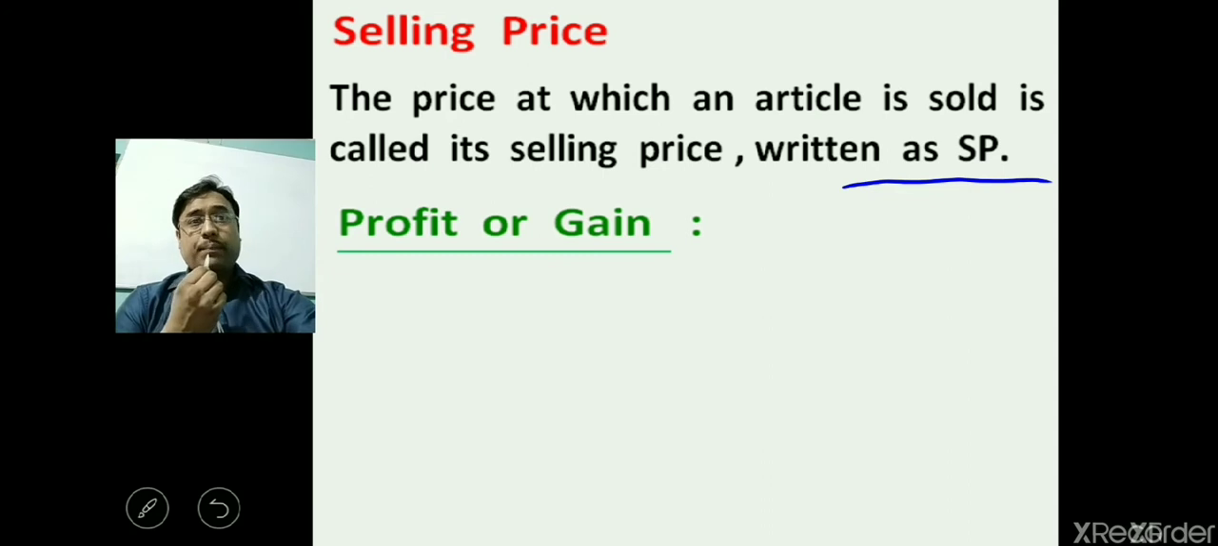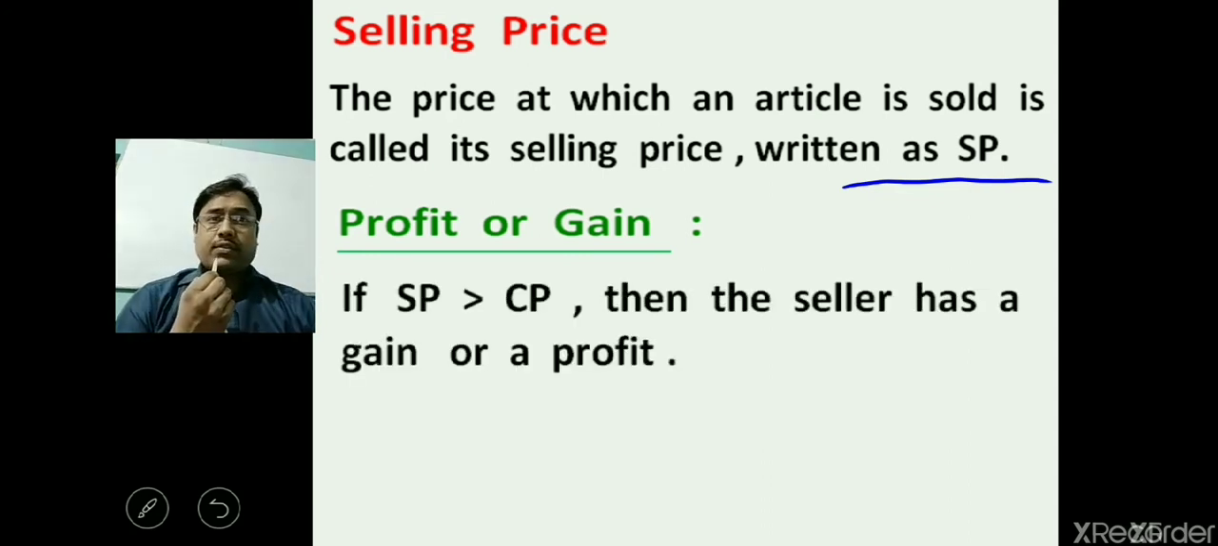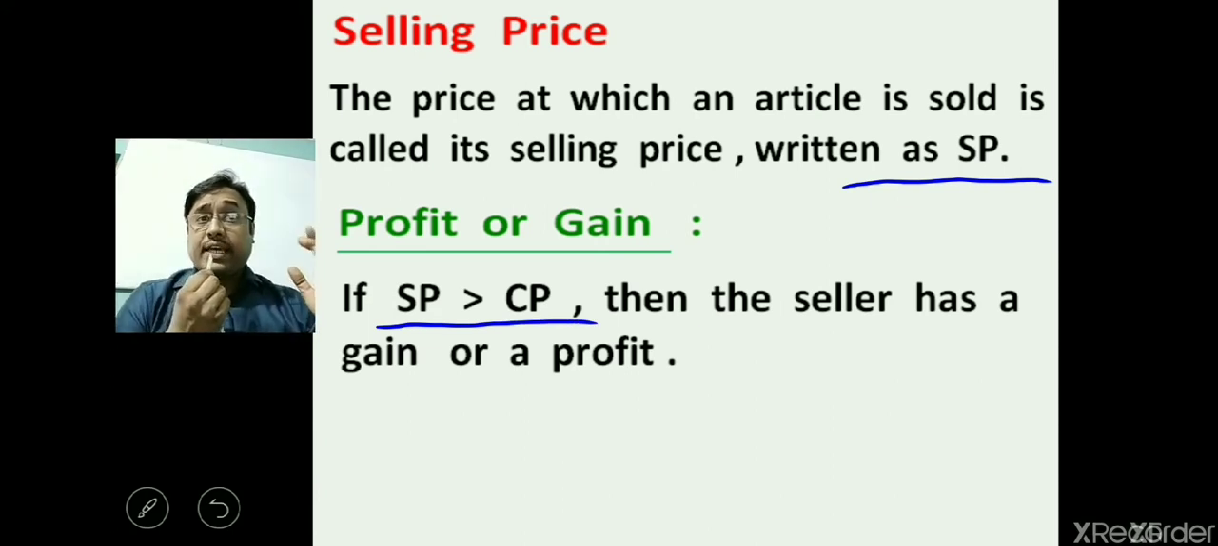Now you will see the profit or gain. This is a conditional statement, students: if the SP is greater than CP, that means the selling price is greater than the cost price, then the seller has a gain or profit. That means he is in a situation of gain or profit if the selling price at which he is going to sell any object is greater than the cost price at which he purchased it. In that case there will always be profit or gain. You may say profit or gain, the meaning is the same here.